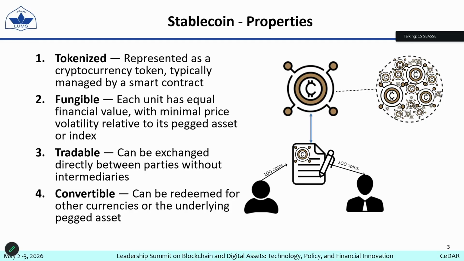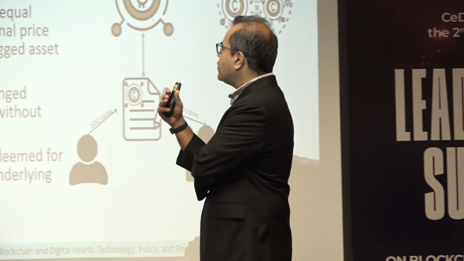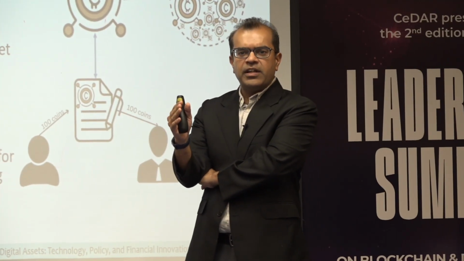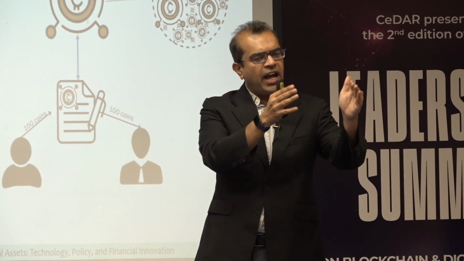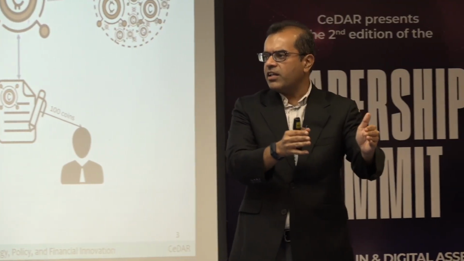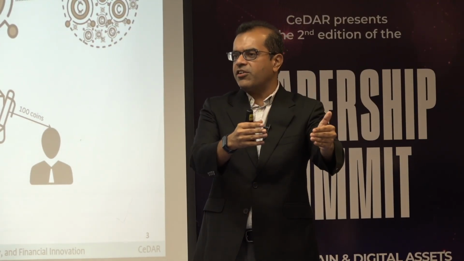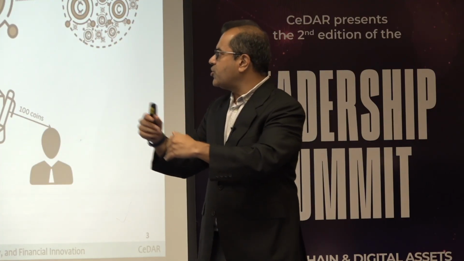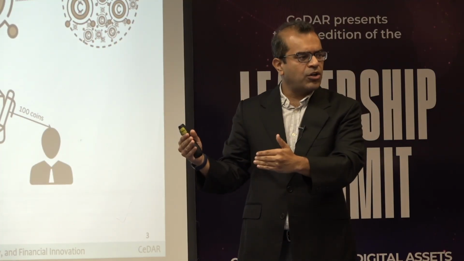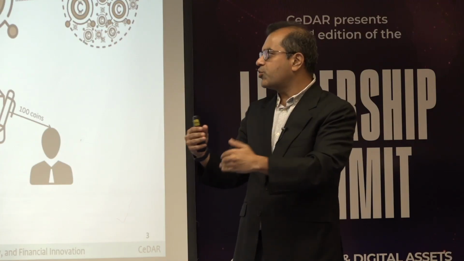First of all, one of the properties of stable coins is that it's tokenized. What that essentially means is that it's on the blockchain. If you control the address where stable coins are, if you have the private key to that address, you actually control that asset. It's present on the blockchain, and its operations are managed through a smart contract.